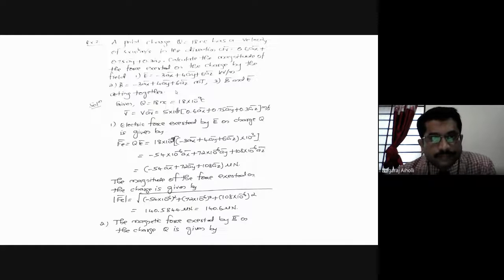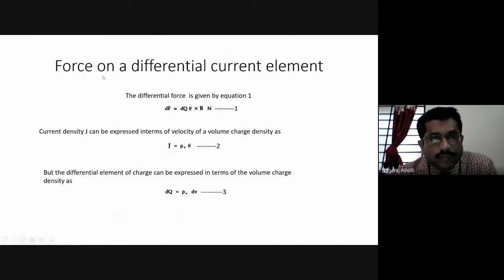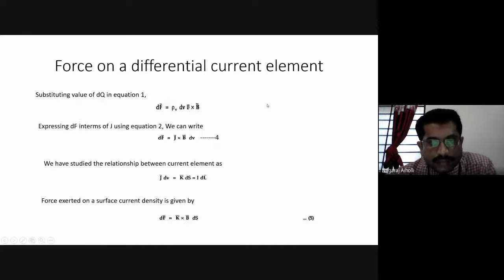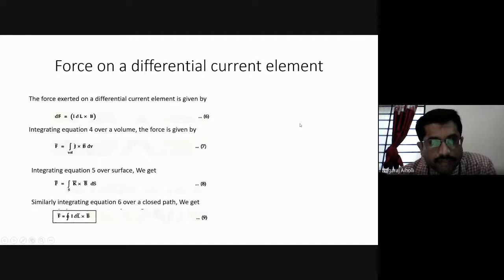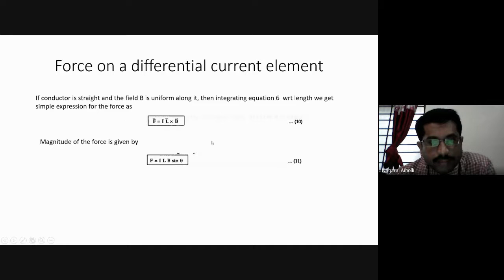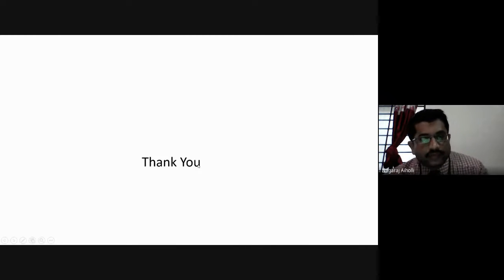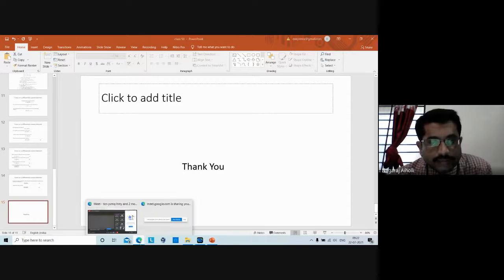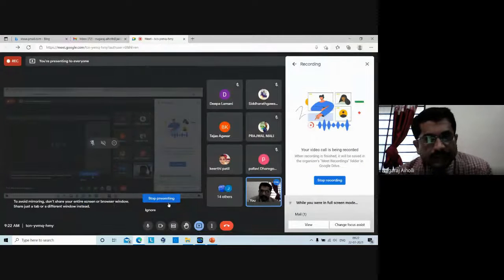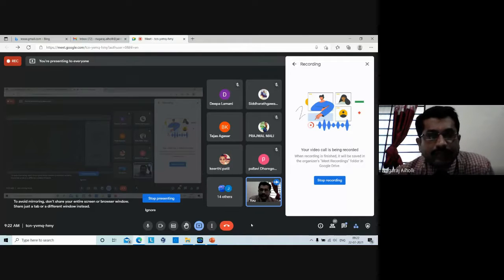Then next, we discussed the force on a differential current element. We arrived at the final equation for the force on a differential current element as F is equal to I L cross B, or it is also given by F is equal to I L B sine theta, or B I L sine theta. So solve the homework problem, students, so that we can discuss it in the next class. Then we'll move on to the next topic, the force between two differential current elements. That we'll take up in the next class, with some more examples.